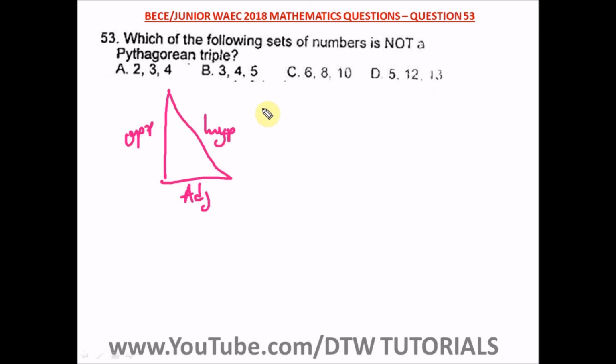What's your hypotenuse? It is B square plus C square. That's your A, this is your B, and this is your C. So your hypotenuse is what? Opposite square plus adjacent square.